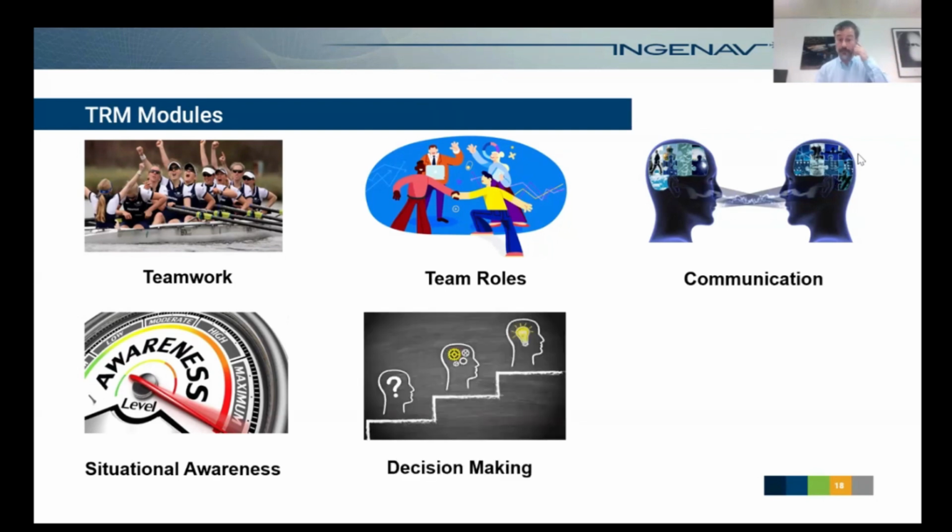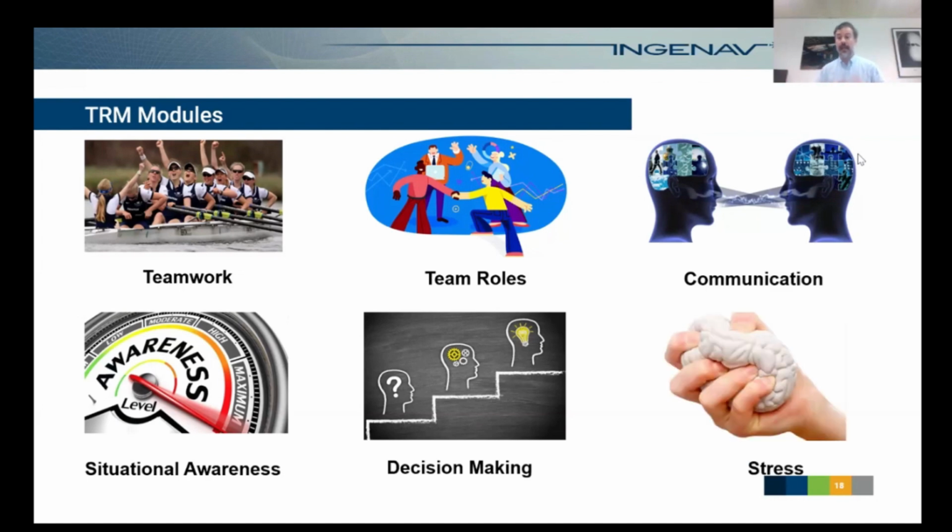Decision making as an outcome. We need to be aware of the situation to make decisions. How do we take decisions? When do we take less good decisions and why? How can we affect the decisions of others? And stress and fatigue management as a kind of transversal thing.